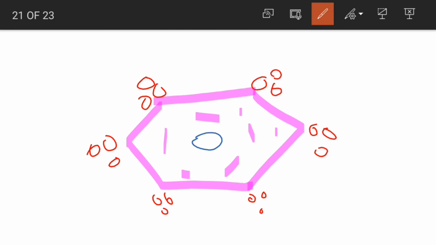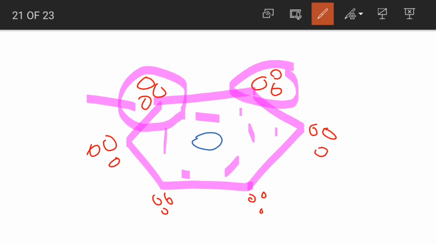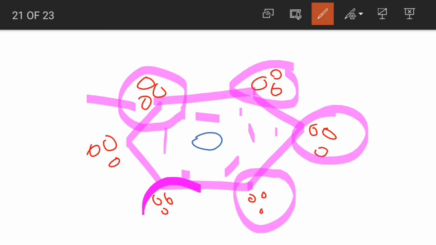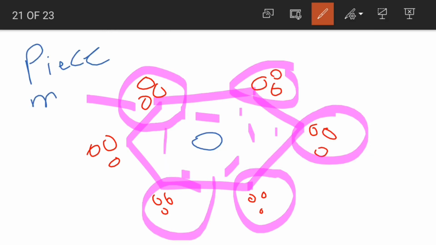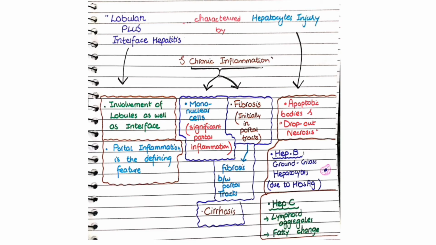And what does interface hepatitis mean? It means that the areas of cell injury are present at the interface of hepatocytic parenchyma in the lobules and the stroma of the portal tract. At this interface, you will see a lot of inflammatory cells and a lot of cell damage. This pattern is known as interface hepatitis, and sometimes it is also known as piecemeal necrosis. So remember that in chronic viral hepatitis, other than lobular involvement, there is involvement of the interface as well. That is known as lobular plus interface hepatitis.